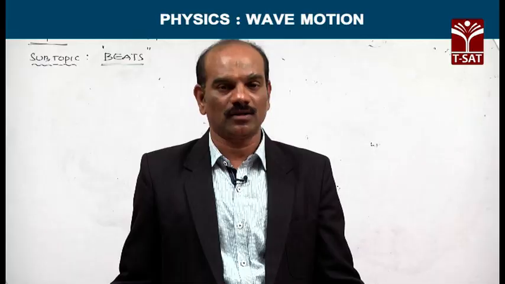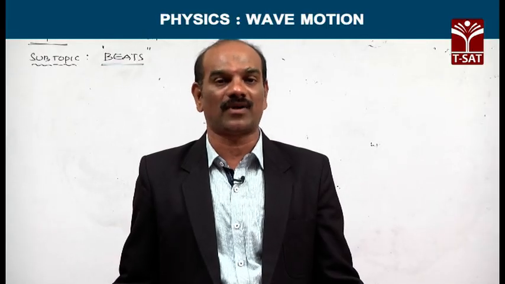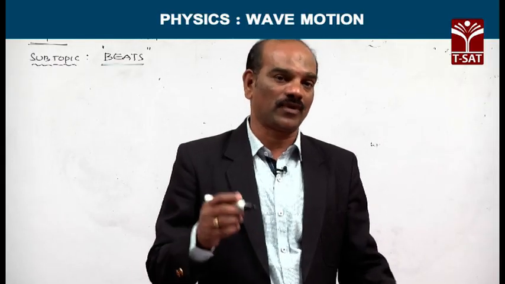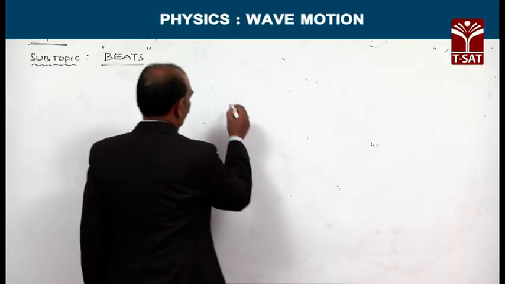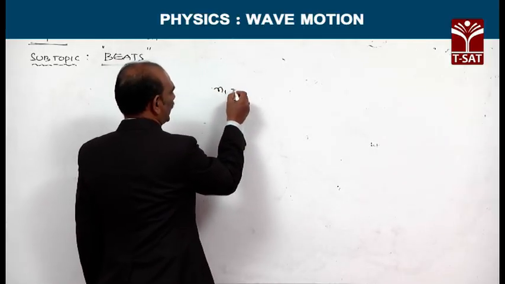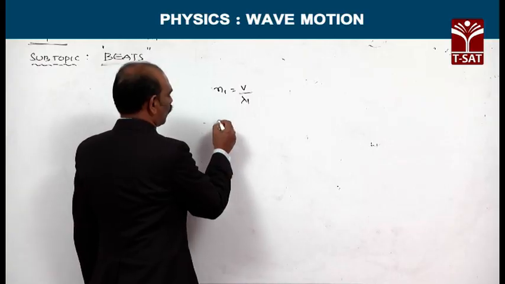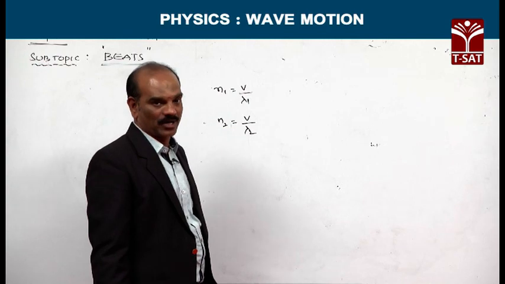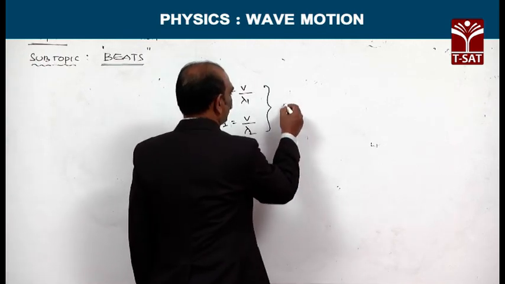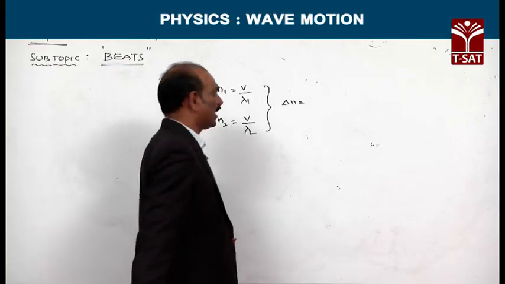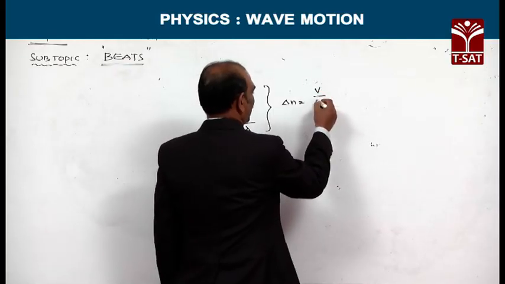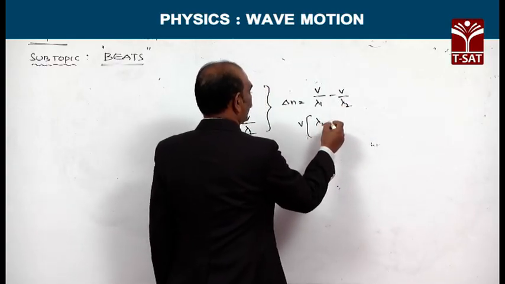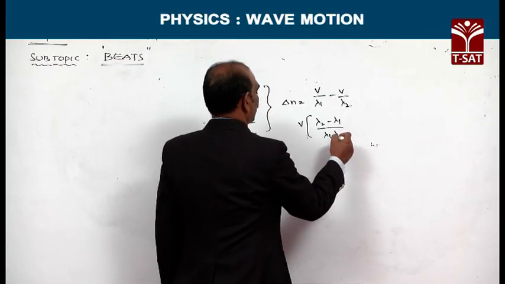Let us see one application. When two sound waves of wavelengths lambda 1 and lambda 2 produce beats together, how do we find the beat frequency formula for them? See here, there are two sound waves whose frequency n1 is equal to V by lambda 1. One more wave has frequency V by lambda 2. Their wavelengths are lambda 1 and lambda 2. We want to calculate the beat frequency produced by these two waves. Delta n is equal to V by lambda 1 minus V by lambda 2. Taking V as common, V times (lambda 2 minus lambda 1) by lambda 1 lambda 2.